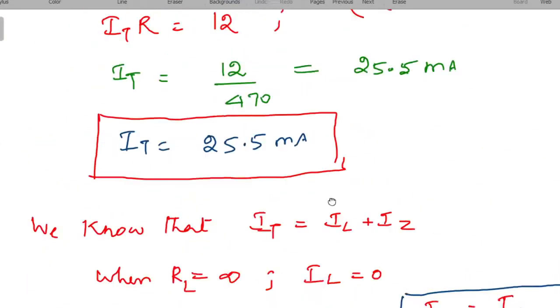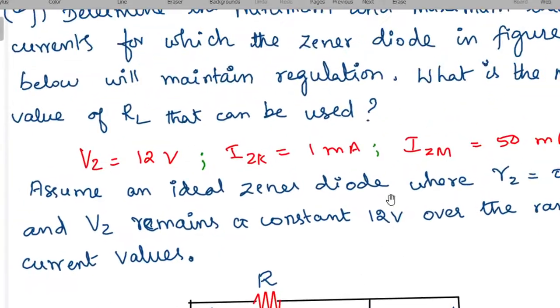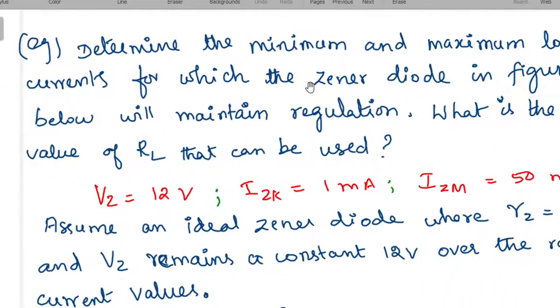Now we come to an example problem. Determine the minimum and maximum load current. What is the meaning of that? It means we have to find out IL minimum and IL maximum, for which the Zener diode in the figure below will maintain regulation. Maintaining regulation means it lies within the range of IZK as well as IZM.